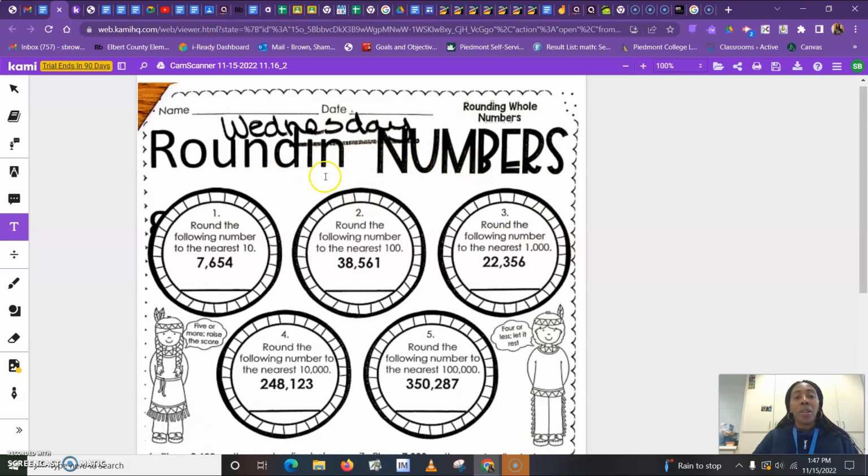Today's homework is rounding numbers. So you're rounding the numbers to the place where it tells you in the circle. The first one says round the following number to the nearest 10.